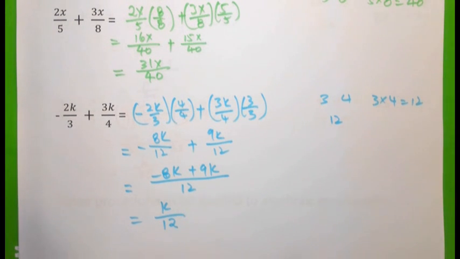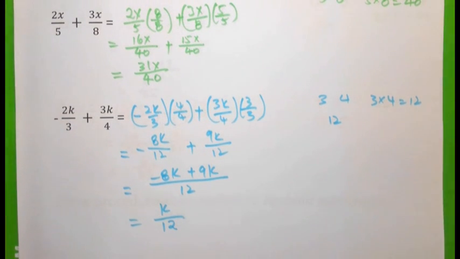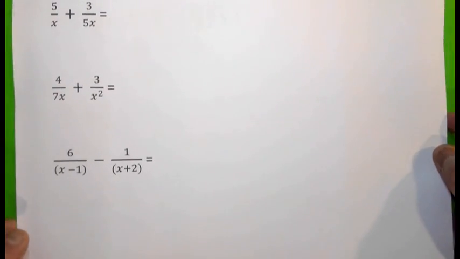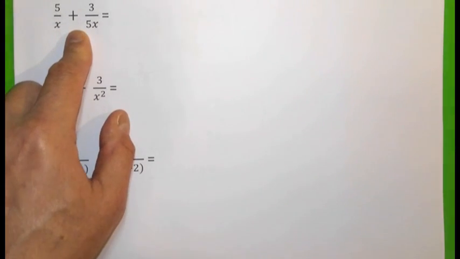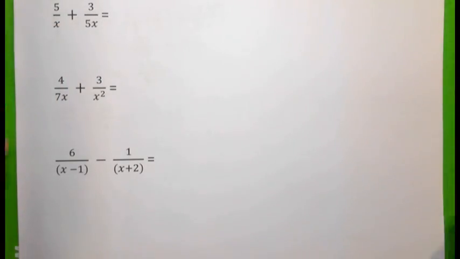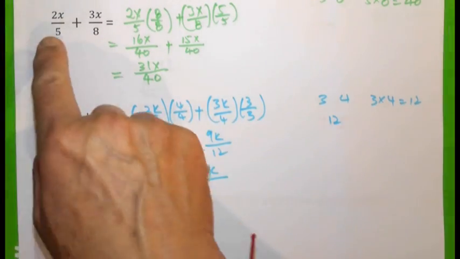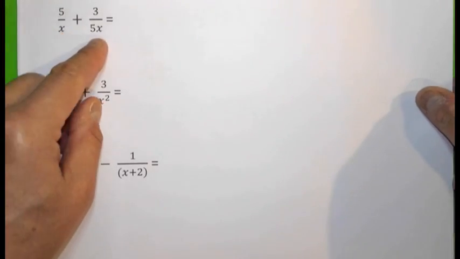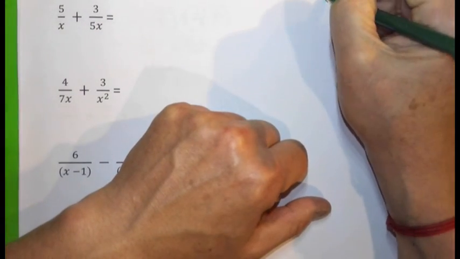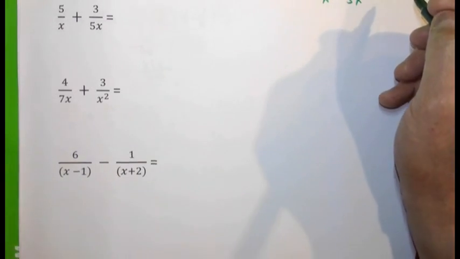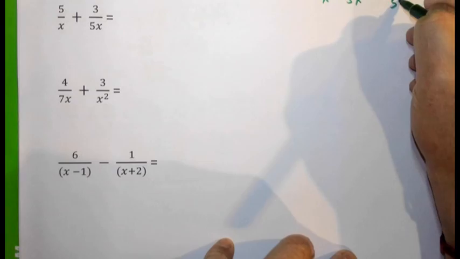This is how you do it when you've got numbers as the denominator. Now, I'm going to show you examples with expressions, with pronumerals as the denominator. How do we go about doing this? It's the same procedure as well. We will find the lowest common denominator for x and 5x. What is it? The lowest common denominator is 5x.